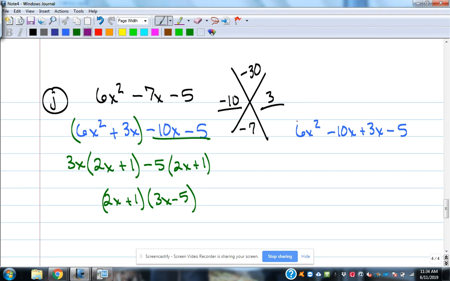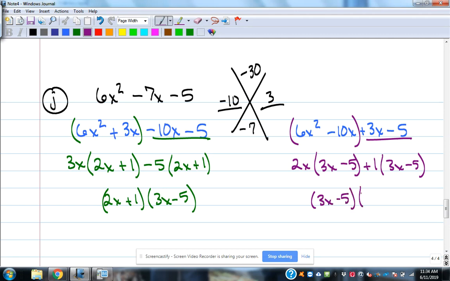If you did it the other direction, if you didn't put the 3 in the front, you put -10 in the front. Same stuff happens here. You get GCF of 6x squared and -10x would be 2x, and leave you 3x minus 5. The GCF of those two is 1, so that's plus 1. 3x minus 5 is a factor. 2x plus 1 is a factor.